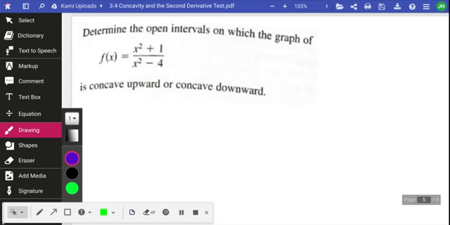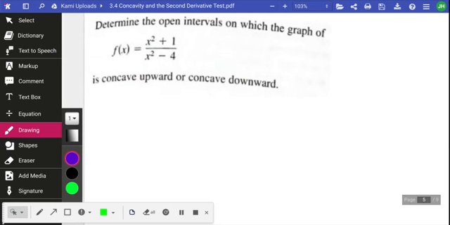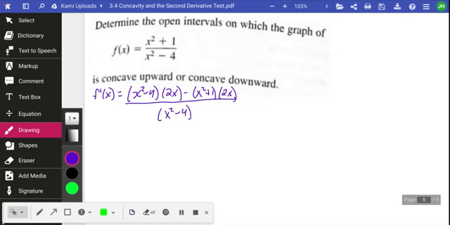Same instructions, just a different problem. We're going to determine the open intervals on which this function is concave up, concave down. It is going to be a little bit of a harder derivative because you notice it is a quotient starting off. So we will do f prime of x, and we will do low d high minus high d low all over the square of what's below. And we do need to simplify it.